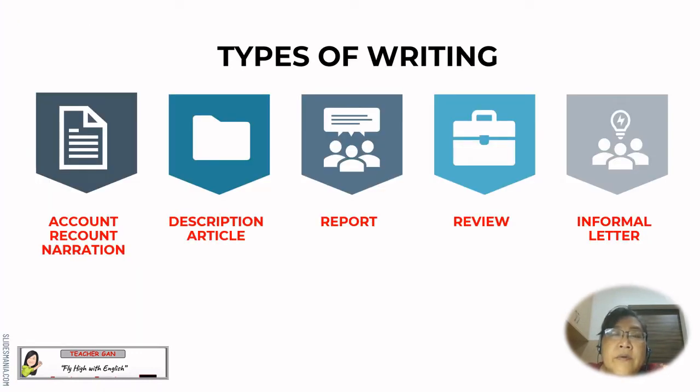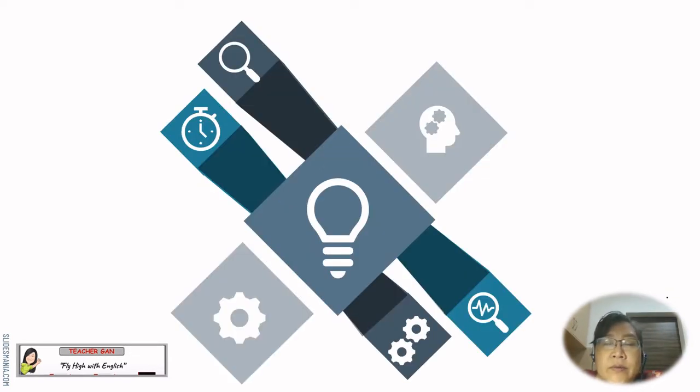So, there are a few types of writing for the long essay. You have account, recount, or narration, which are normally stories, and then you have description or article, and then you have report, review, and also informal letter. Pupils, let's look at the chart here.